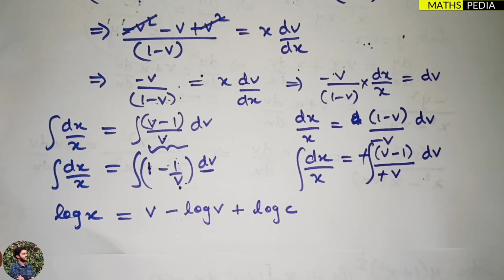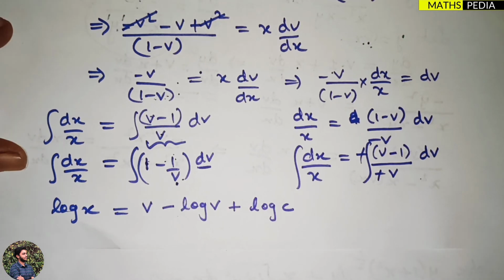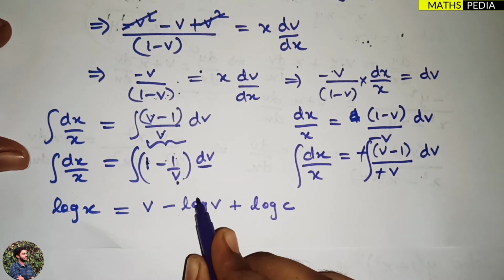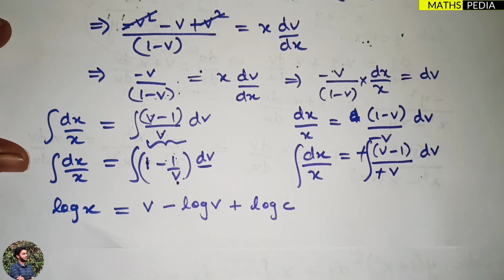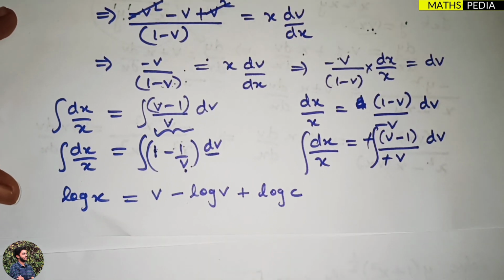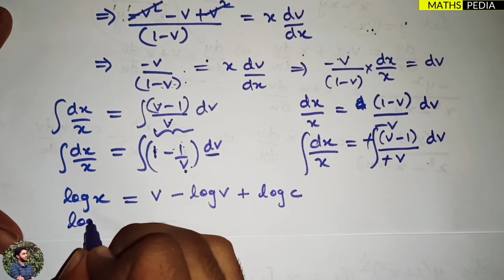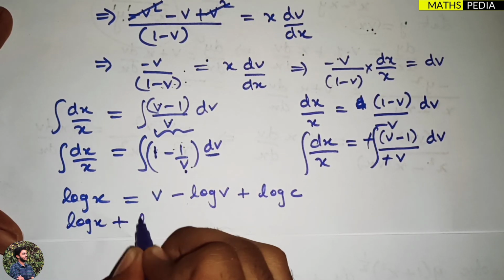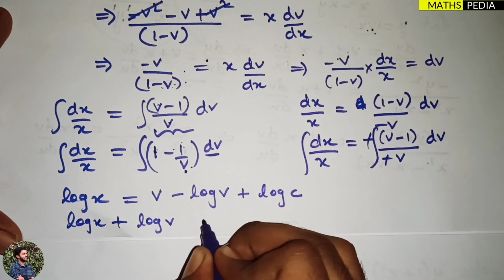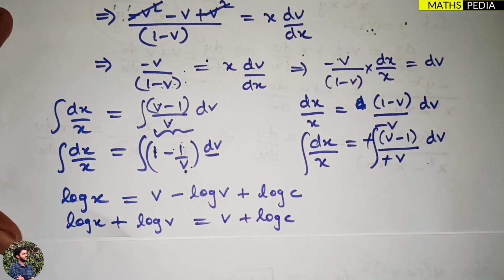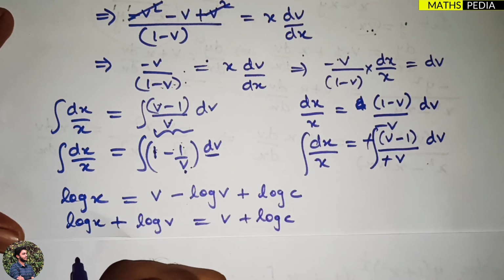Okay. Now the next thing, further I can simplify, right? So how can I simplify? Simple thing, v minus log v. This log v, I can bring to this side. So what will happen? This will become log x plus log v equal to v plus log c. Okay. Now log a plus log b is log ab.